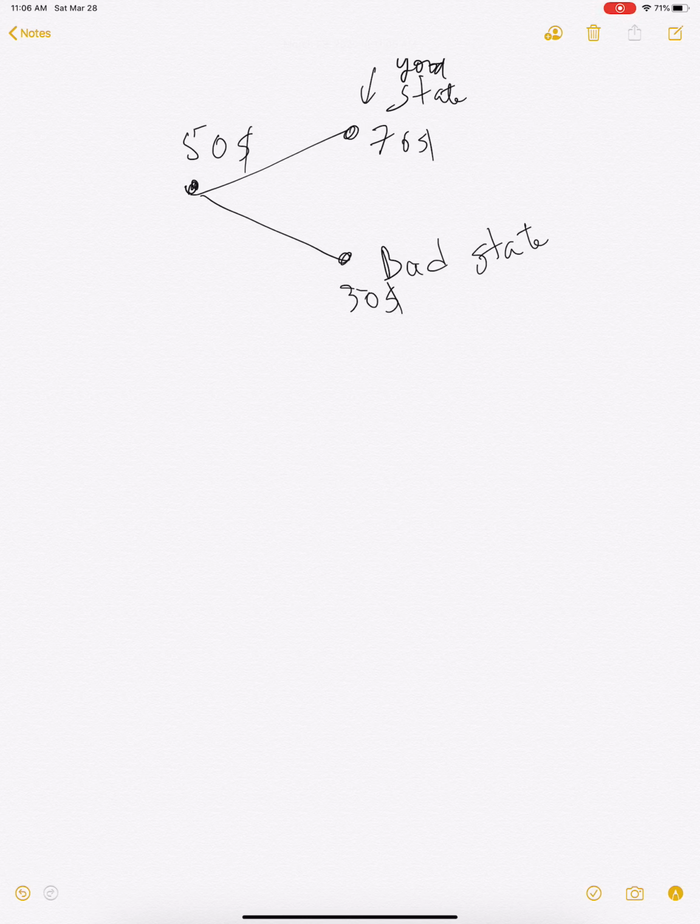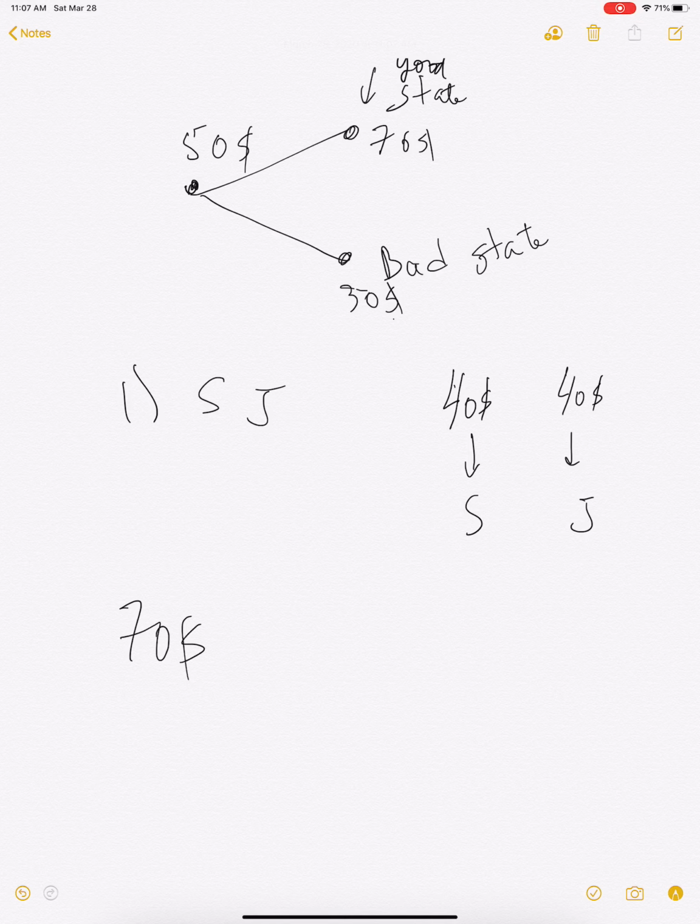So now we're going to consider two types of debt. The first type of debt is going to be senior debt and junior debt, okay? So let's say that the senior debt is going to be $40 and the junior debt is going to be $40, okay? So this is the senior debt, this is the junior debt. Let's look at what's going to happen in the good state of the world and the bad state of the world. So in the good state of the world, the company value is $70.